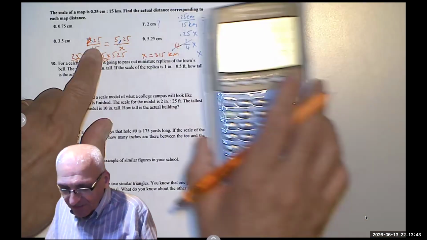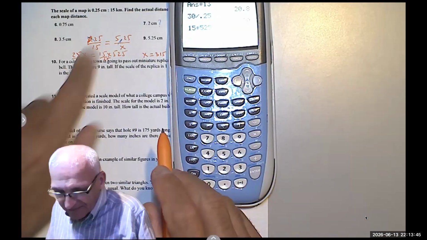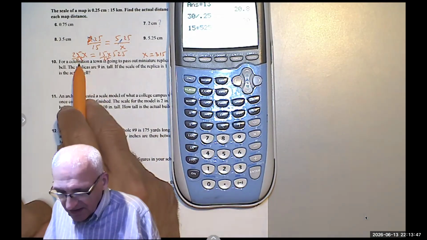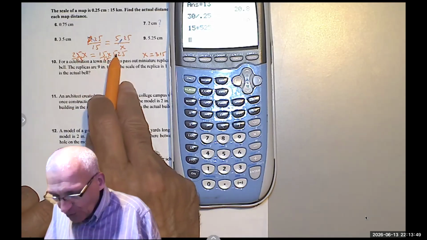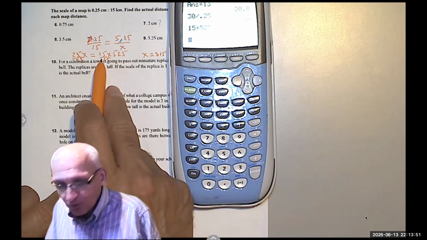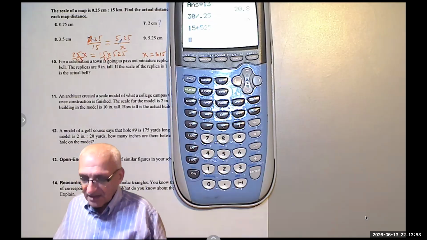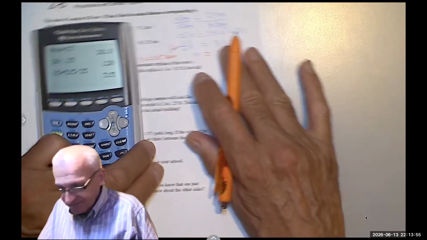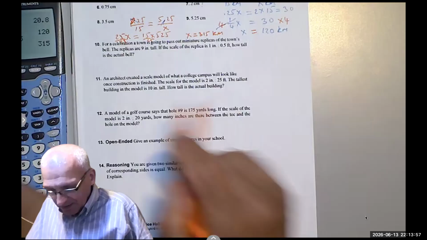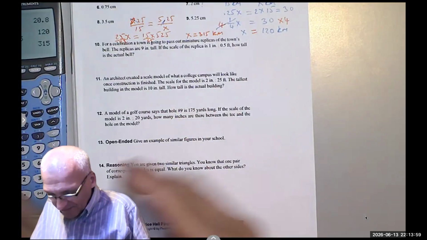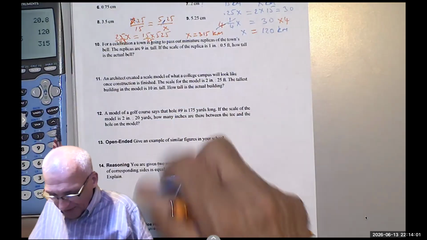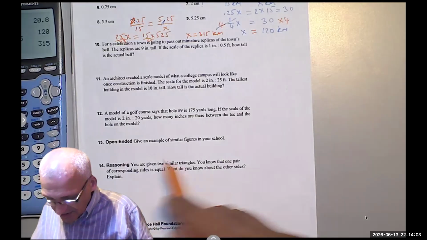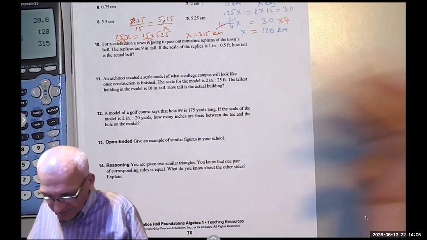Or I could have done it from the get-go, right? I could have left this as a decimal and said 15 times 5.25 divided by 0.25. I still will get 315. Number 11. And we have, maybe this is open-ended, and this is the reason. So maybe we'll do 11 and 12.